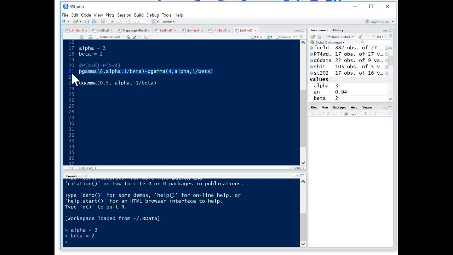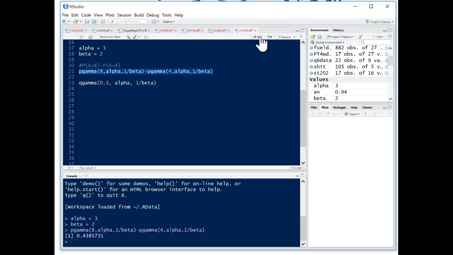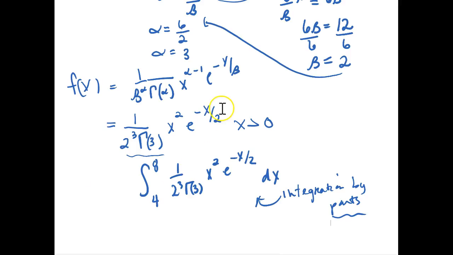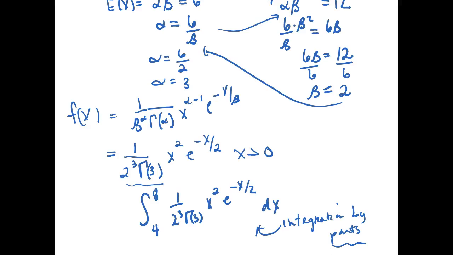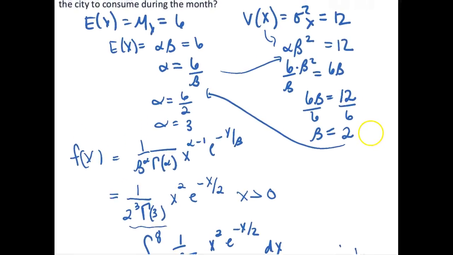If I run this, I get the area between 4 and 8 in a gamma distribution with an alpha of 3 and a beta of 2, and that is 0.4385731. So if you decide to solve for this integration, you should get the same value as we did in R.